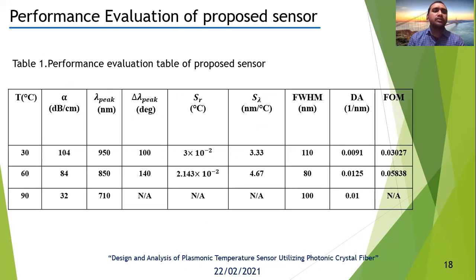This slide shows the performance evaluation of the proposed sensor. In this table, we see that at 60 degrees Celsius, our sensor sensitivity is 4.67 nanometer per degree Celsius. Resolution of the sensor is 2.143 times 10 to the power minus 2 degrees Celsius. Detection accuracy is 0.0125 per nanometer, and figure of merit, which indicates the quality of the sensor, is 0.05838.